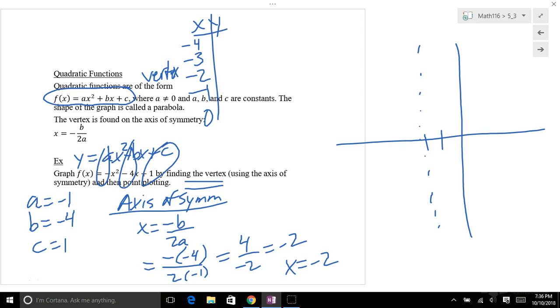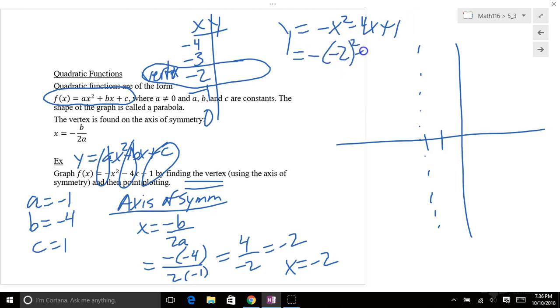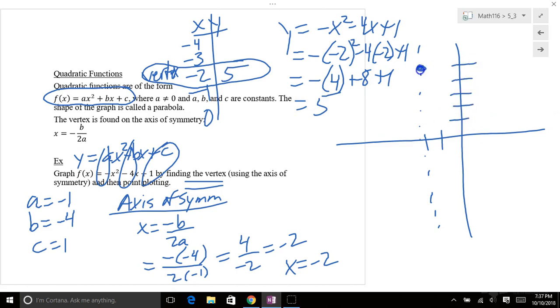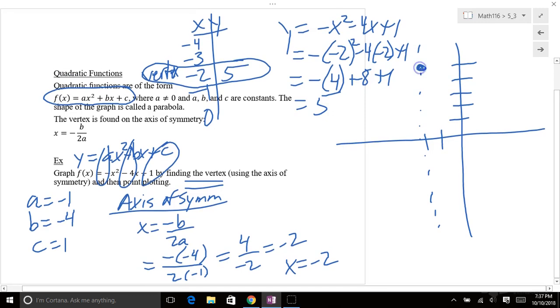Okay, so let's do the negative 2 first. This is our vertex. Plug negative 2 into the original equation. So you've got y equals negative x squared minus 4x plus 1. Negative 2 squared is 4, negative 4 times negative 2 is positive 8, negative 4 plus 8 is 4, 4 plus 1 is 5. So negative 2, 5. Okay, here's the vertex of this graph.